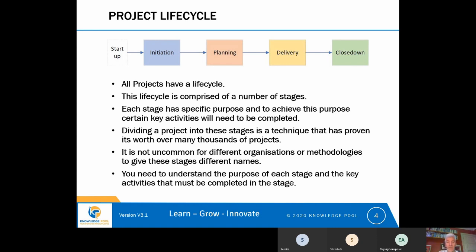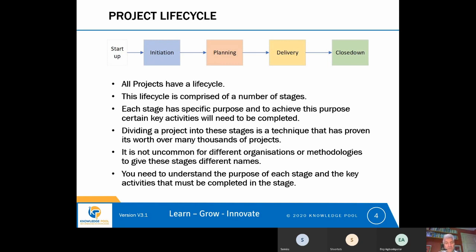So each stage has a specific purpose, and to achieve the purpose of the stage, there are certain key activities that need to be completed within each stage. And dividing a project up into these stages is a technique that's been proven over many years and many thousands of projects to be necessary. Projects that don't follow these stages are much more likely to fail because they run the risk that vital activities that are particular to each stage are not completed.